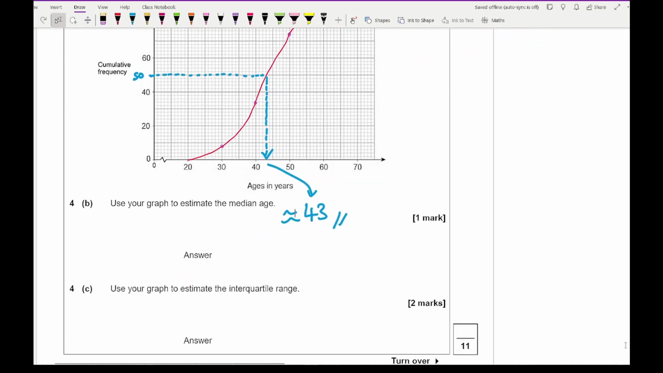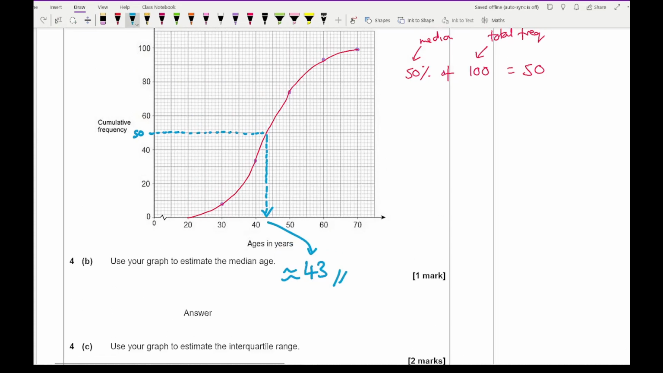The next question says use your graph to estimate the interquartile range. So halfway between 0 and 50 is 25. If this is 30, then 25 is going to be somewhere here. Again, I'm not being accurate at all, but I get my lower quartile value to be about 38.